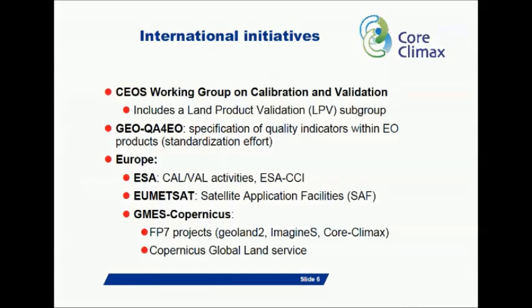EUMETSAT has the Satellite Application Facilities, and in the framework of Copernicus, there are a number of FP7 projects related to land variables. There was GeoLand2, which is finished now. There is the Imagines project, and there is us, CORE-CLIMAX. And of course, there is the Copernicus Global Land Service, which is operational and which has a validation component.